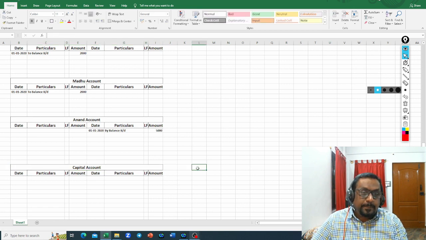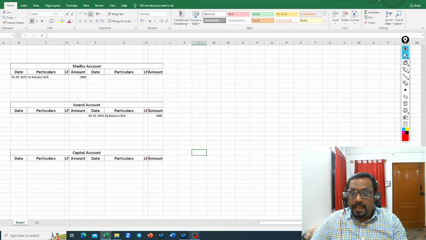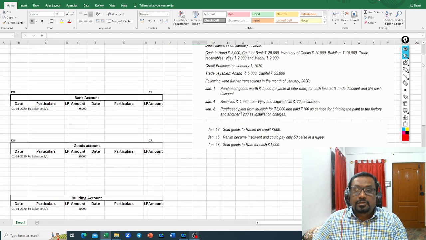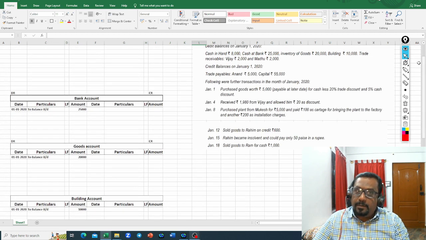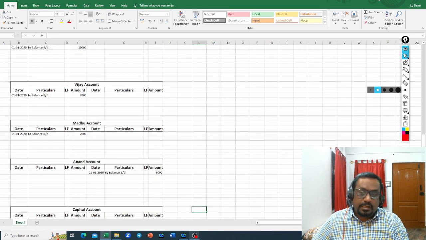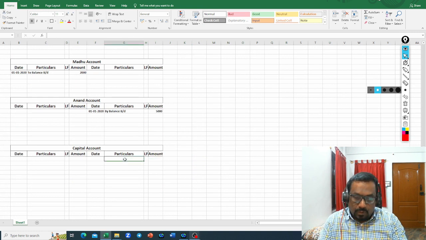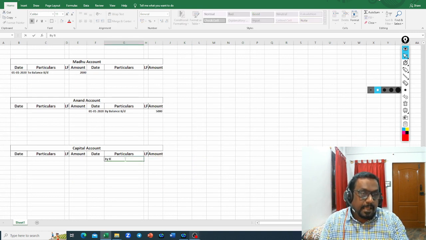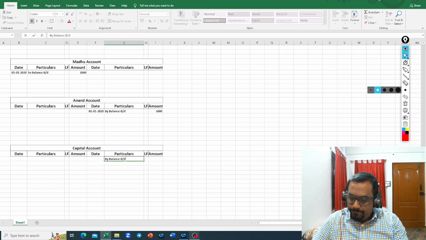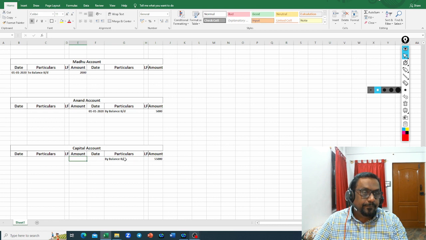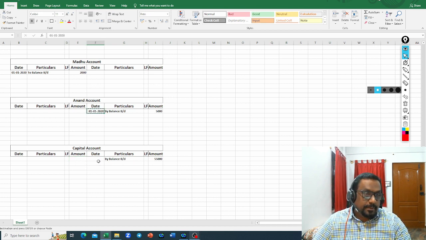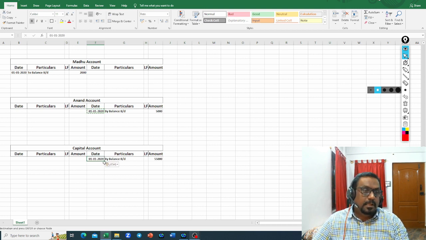Capital account. Capital is also a liability, right? So all liabilities are credit balances. So this 55,000, where I'm supposed to show? I'm supposed to show in the credit side of the capital account. By balance brought down. How much? 55,000. So let us copy paste here so that we will not waste our time in typing. Right? Now are you clear?